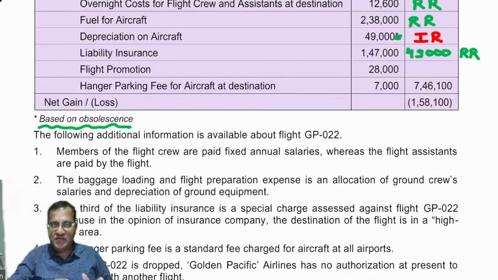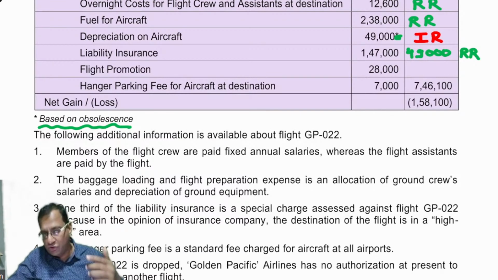The decision is not whether to sell or whether to operate the aircraft. The decision is whether to take off that flight or not. Whether we take off that flight or not, the aircraft remains with the company. Therefore, the remaining 2/3 insurance will have to be incurred anyhow because we are not selling the aircraft. We are just deciding whether to fly the aircraft to that destination or not.